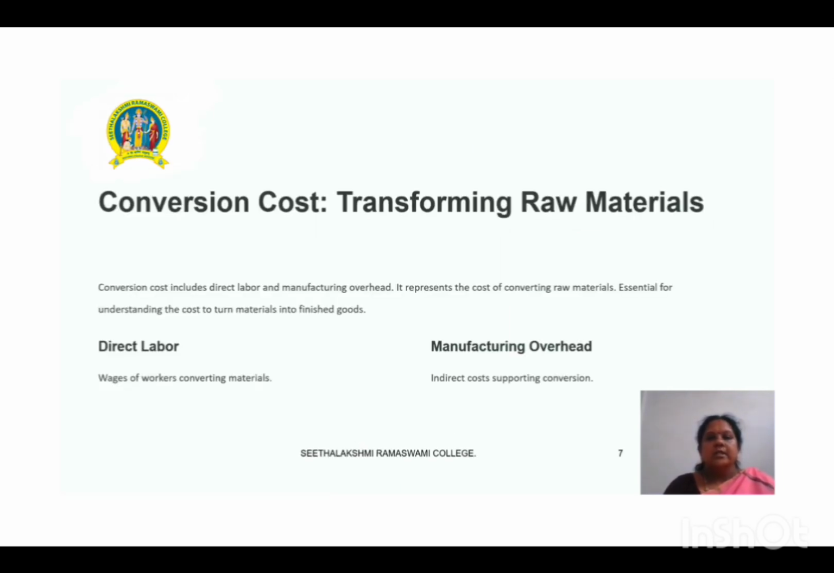Conversion cost, transforming raw materials. Conversion cost is the cost of converting the materials, that is raw materials, into finished goods. That includes direct labor and manufacturing overhead. It represents the cost of converting raw materials that is essential for understanding the cost to turn material into finished goods.